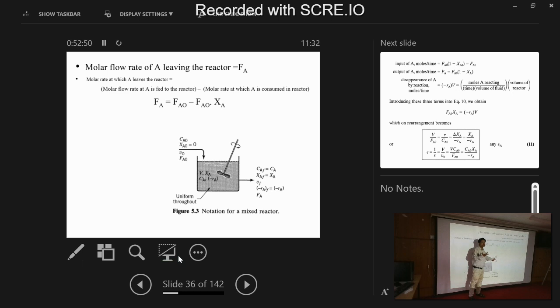Initially there won't be any conversion, so X naught is zero. The volumetric flow rate is nu naught, and the initial molar feed rate is FA naught. And there is a stirrer, there is a reaction, and there is an out. Out will be the final concentration CAF, conversion XAF, and FA, the molar flow rate of A out.